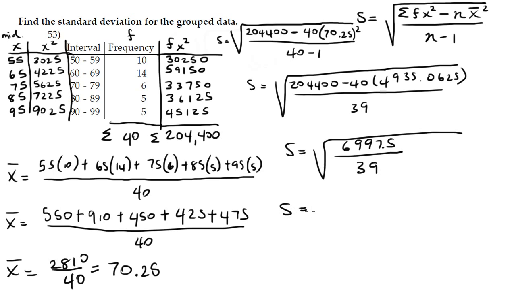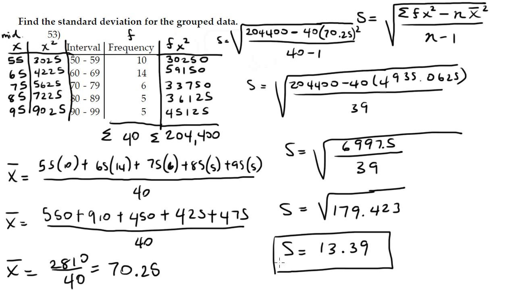So let's divide that. I get the square root of 179.423. Taking the square root of 179.423. So my standard deviation is 13.39. Woo! That's my standard deviation for this grouped data here.